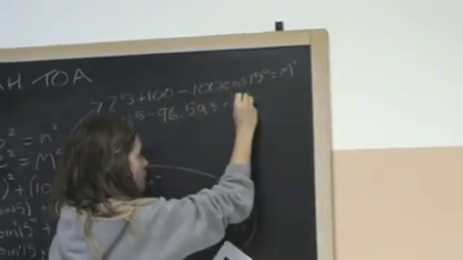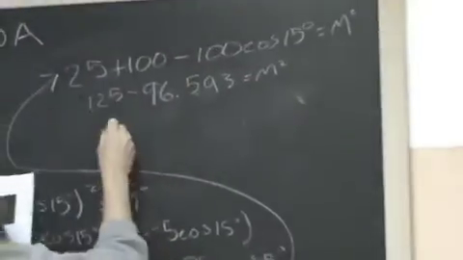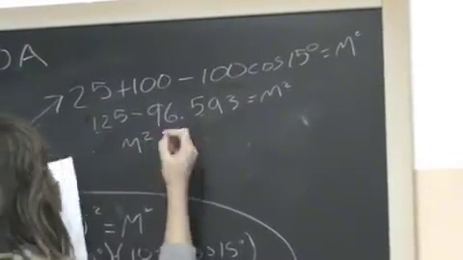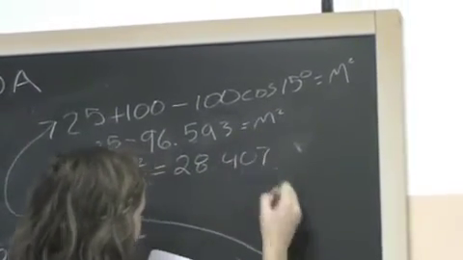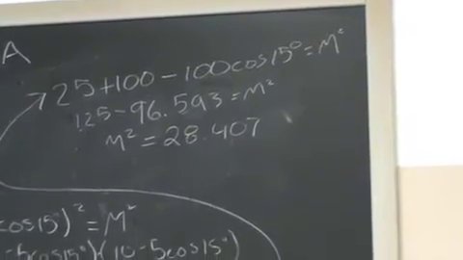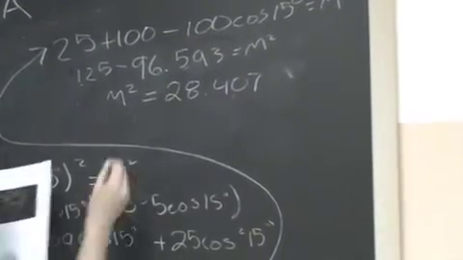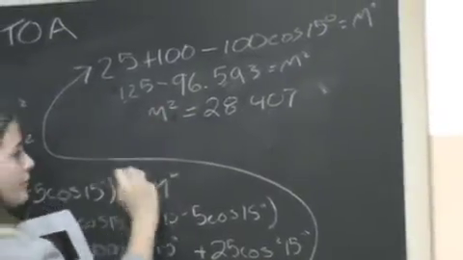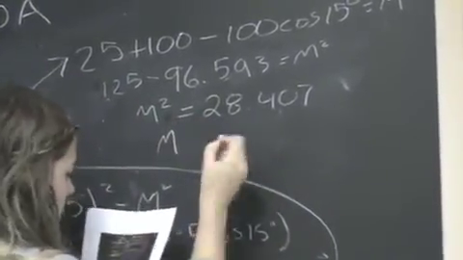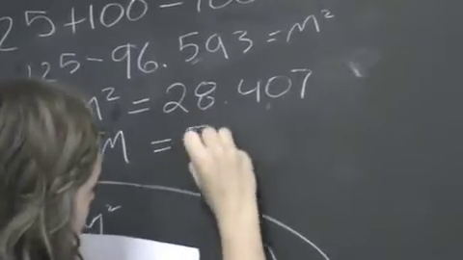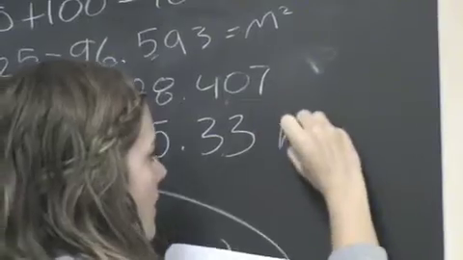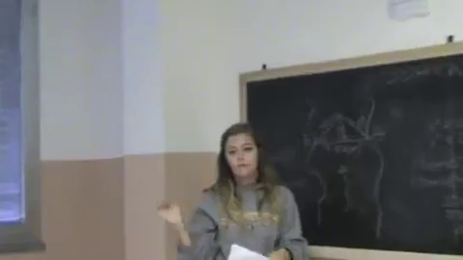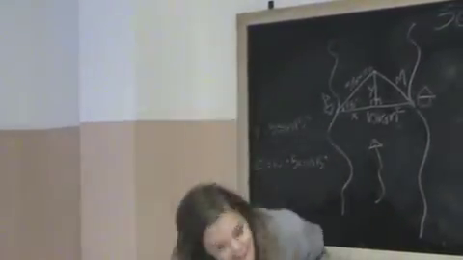96.593. So then you combine those two and you get m squared equals 28.407. And then what do you do next? Exactly. Because you can't forget about that square root. And then you're left with 5.33, and in this case, it would be kilometers. So he has to travel from here to here, 5.33 kilometers. Goodbye. You're welcome.